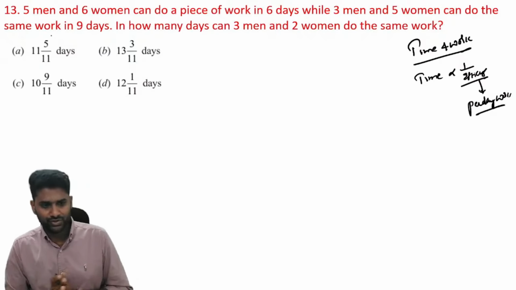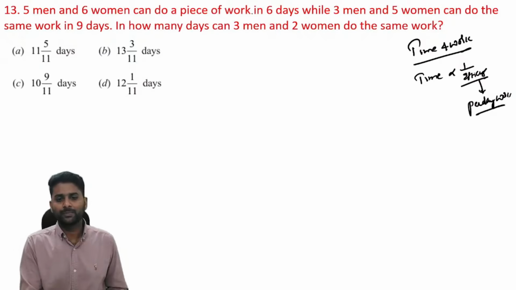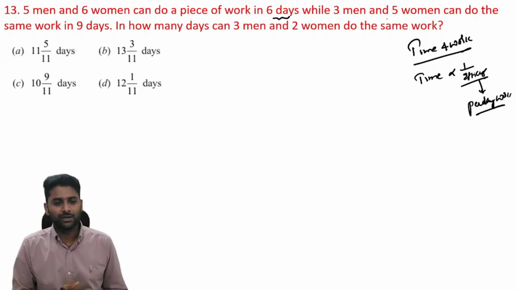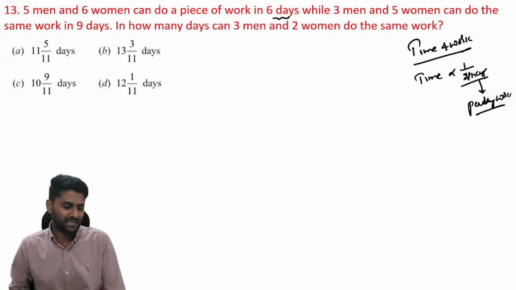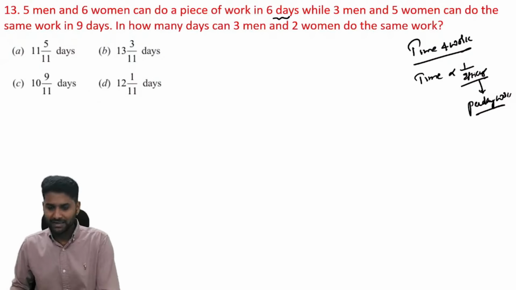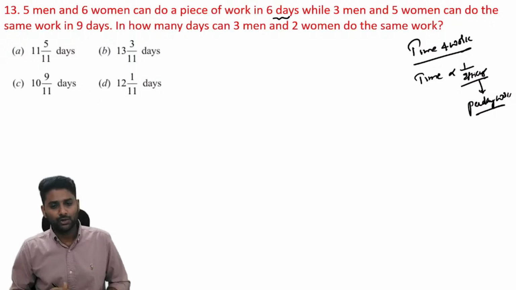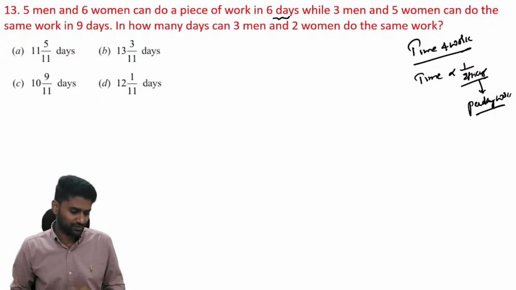See, understand this question. 5 men and 6 women can do a piece of work in 6 days. It means all the 5 men work for 6 days, women also work for 6 days. 3 men and 5 women can do the same work in 9 days. It means in the second information, 3 men work for 9 days and 5 women also work for 9 days. If I assign 3 men and 2 women for the same work, how much time does it take?